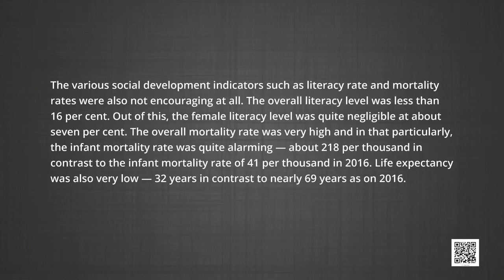The various social development indicators such as literacy rate and mortality rates were also not encouraging at all. The overall literacy level was less than 16%. Out of this, the female literacy level was quite negligible, which is about 7%. The overall mortality rate was very high, and in that particularly the infant mortality rate was quite alarming, about 218 per thousand, in contrast to the infant mortality rate of 41 per thousand in 2016. Life expectancy was also very low, 32 years in contrast to nearly 69 years as in 2016. This indicates that public health facilities were totally inadequate. Consequently, water and airborne diseases were rampant and took a huge toll on life.